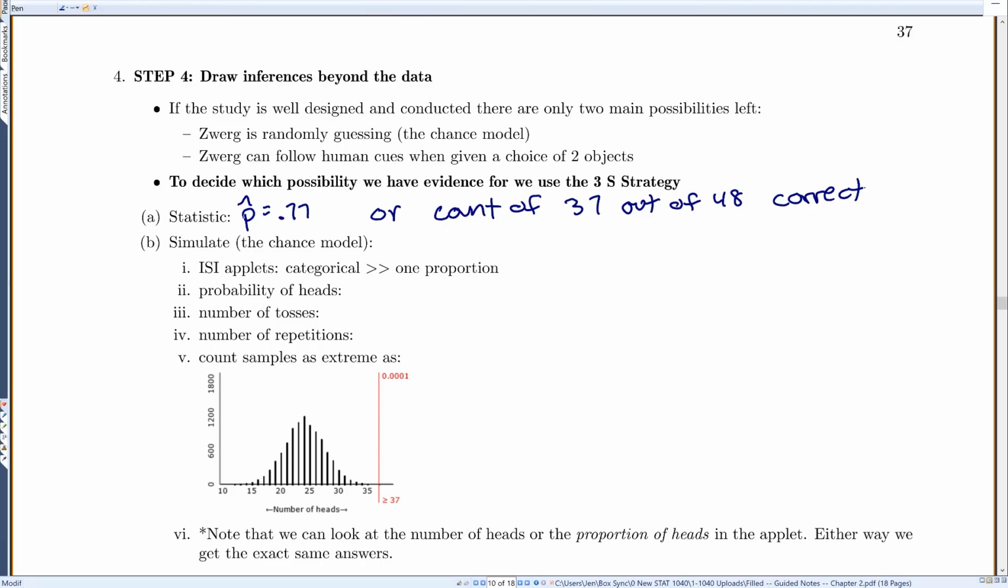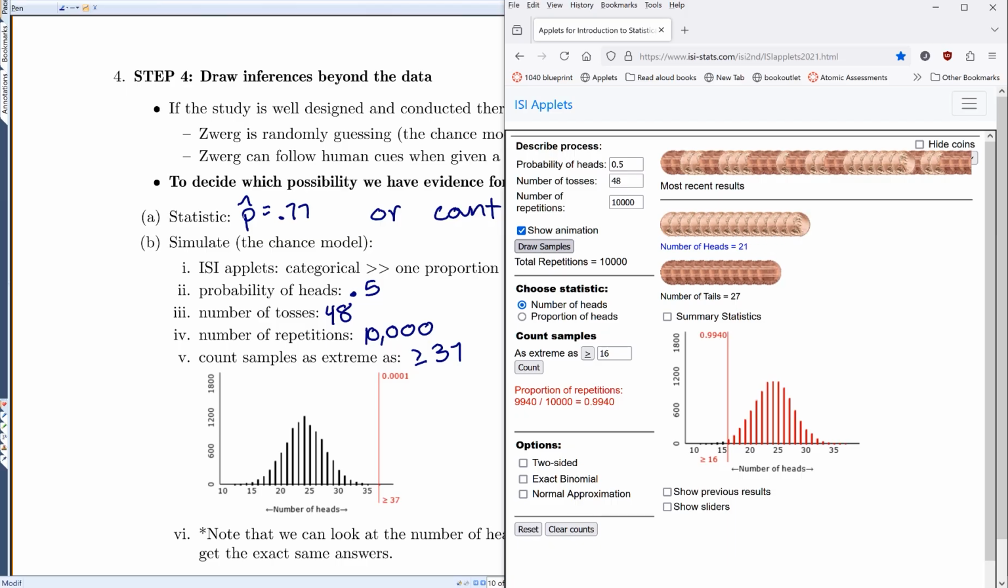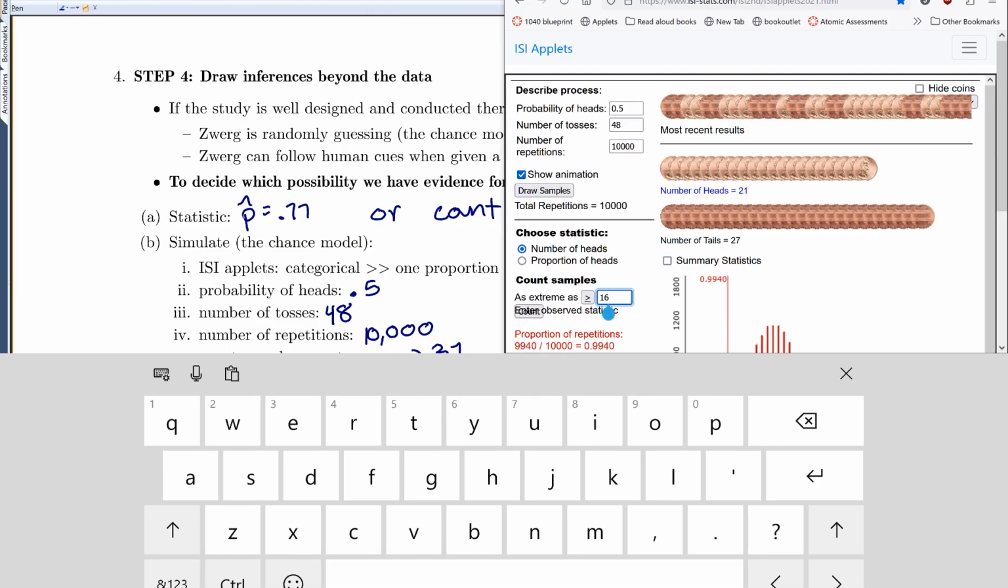So we're going to go to our ISI applets again. So it's categorical, 1 proportion. Okay, you need to know the probability of heads. Well, if we're comparing it to guessing, guessing would be 0.5. How many tosses? She did this 48 times, and I'll do 10,000 repetitions. And we want to count our samples as extreme as what we got. So we'll do greater than or equal to 37. So we need 48 tosses. We'll draw my samples. I want to count as extreme as 37.